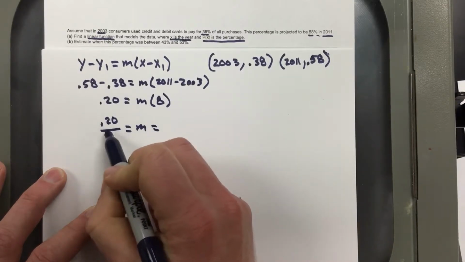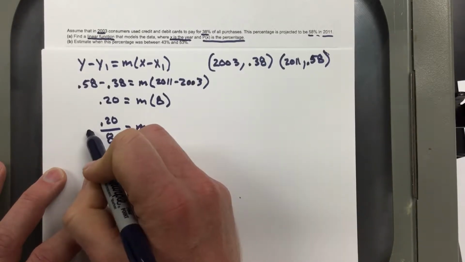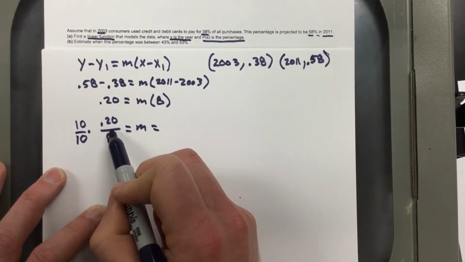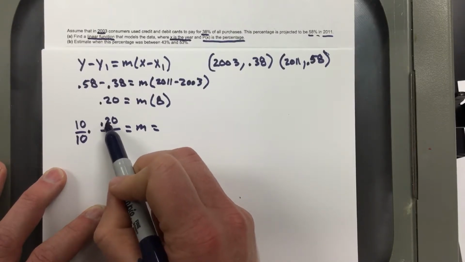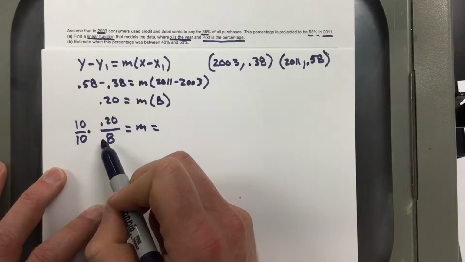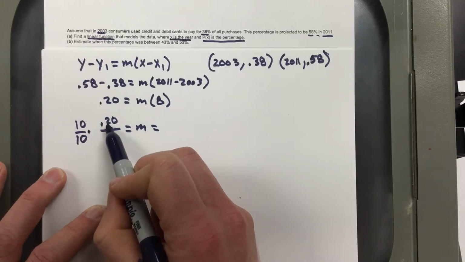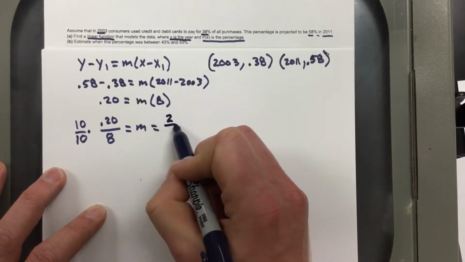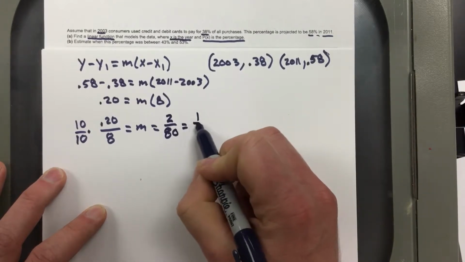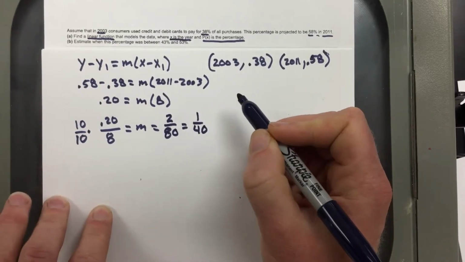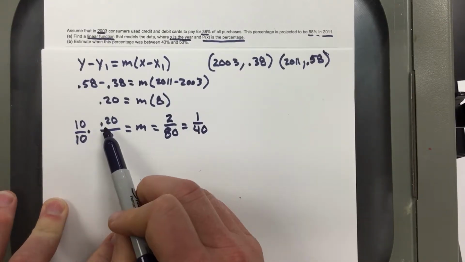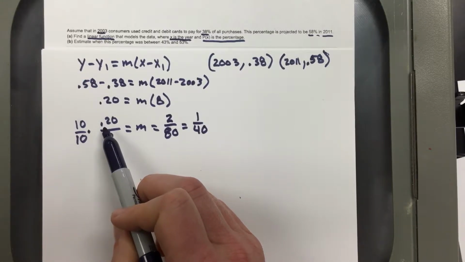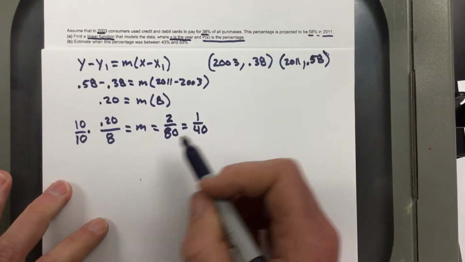I don't like how this is written with a decimal above the fraction, so I'm going to multiply this by 10 over 10. And I only multiply this by 10 over 10 because this is the tens place. And because this is the tens place, if I multiply by 10, I'm going to get a whole number. So that's going to give me 2 over 80, which I can then write as 1 over 40. So my slope is 1 over 40. I hope that makes sense why I multiplied by 10 over 10, because 0.2, that's the tens place, and I don't like a decimal inside of a fraction, so I'm going to get rid of that decimal by multiplying by 10.